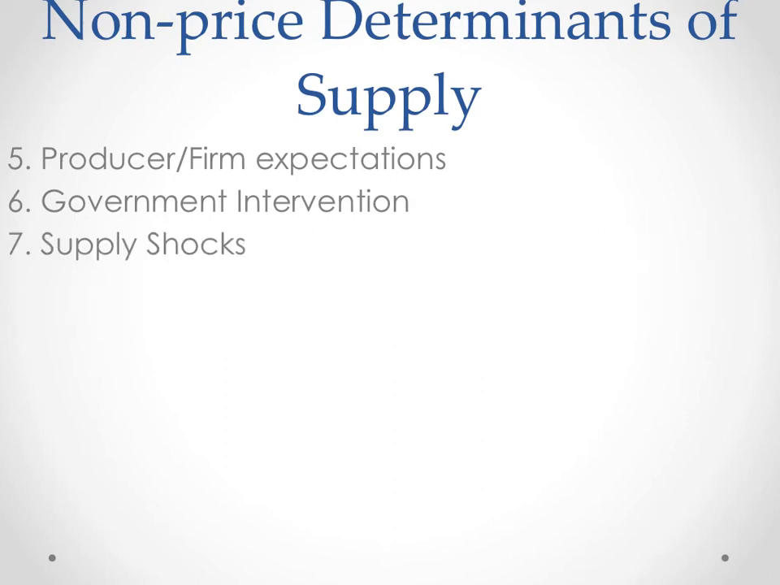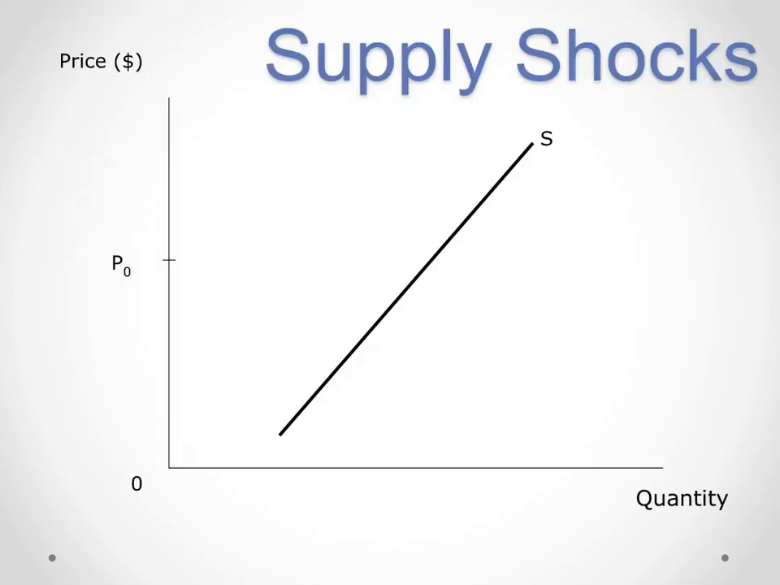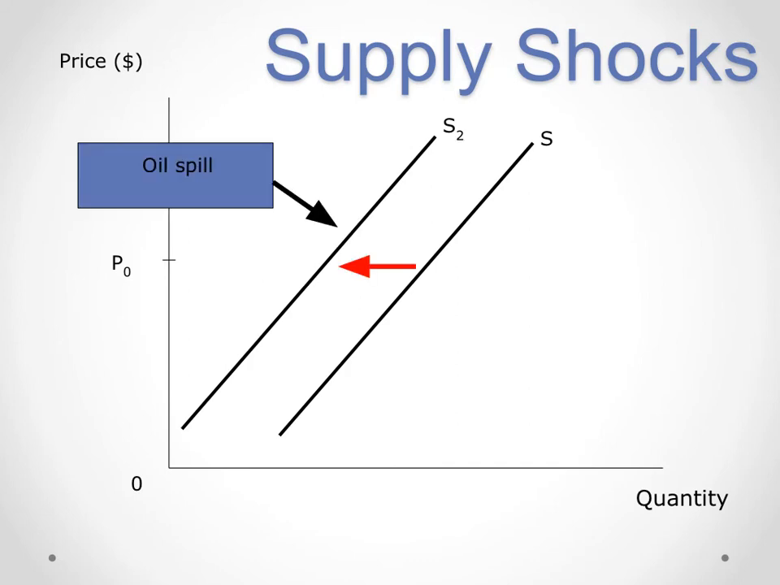Acts of nature may also be responsible for supply shifts in some cases, especially in agricultural markets. For example, unusually good weather can cause a bumper crop, resulting in increased supply. However, floods or droughts can reduce supply by destroying crops and shifting supply to the left.